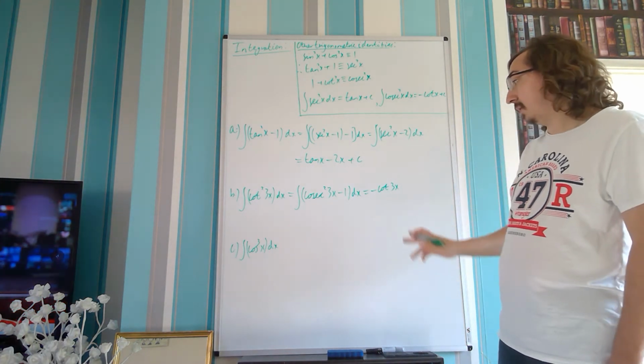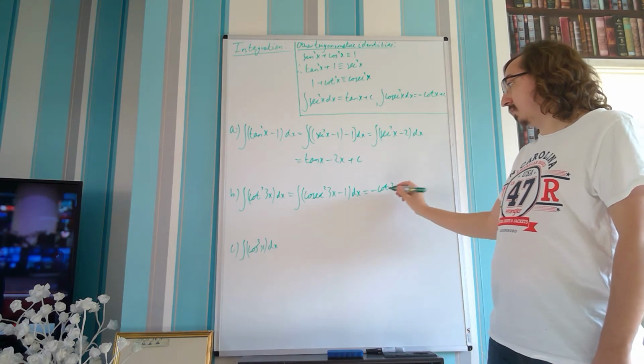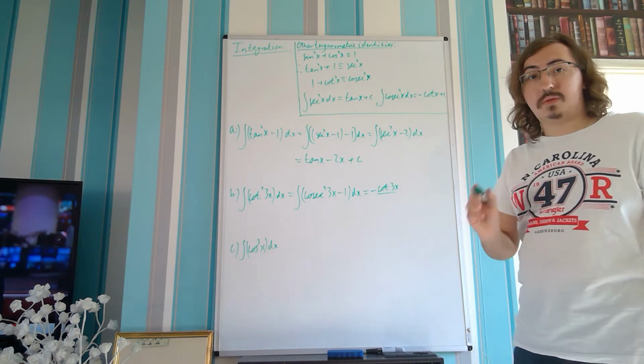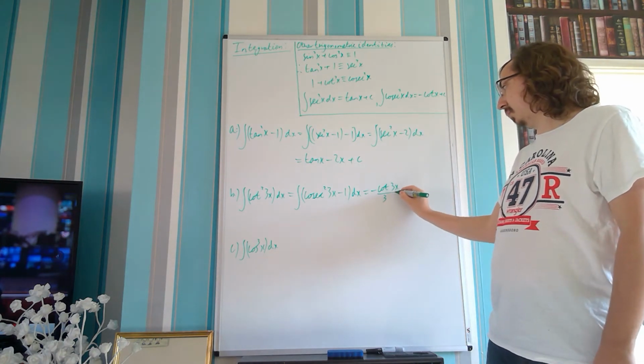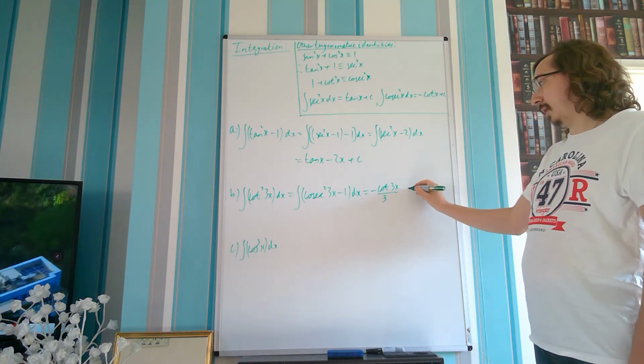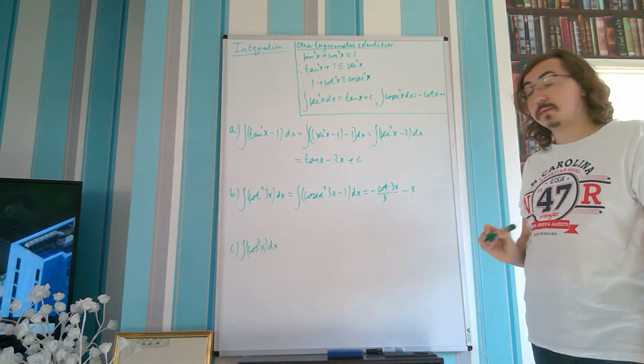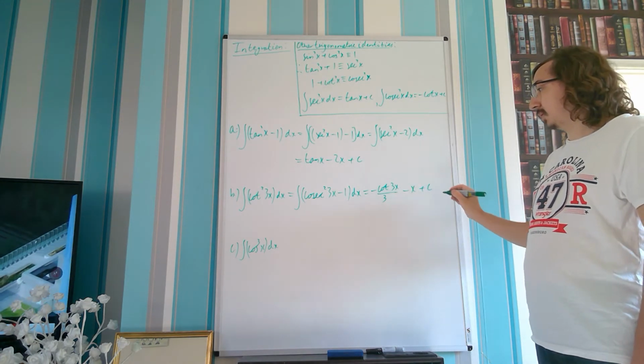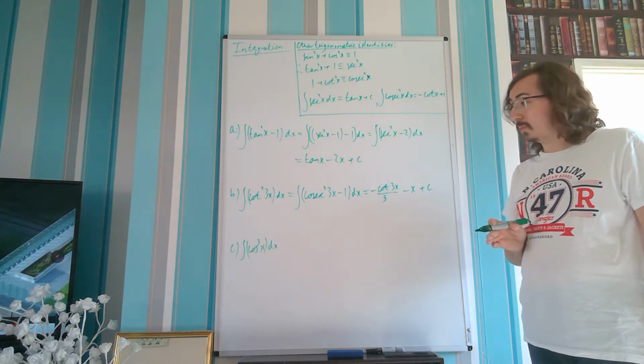But you can't forget that we're also going to need to divide by the derivative of the 3x. So we're going to need to divide by 3. The integral of the minus 1 with respect to x is just minus x. And then our constant of integration at the end, plus c.